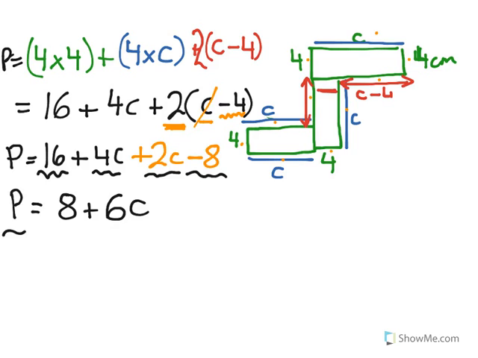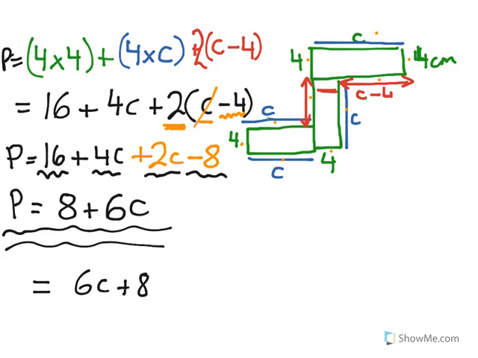So the perimeter of this shape can be simplified to 8 plus 6C, which is exactly the same as 6C plus 8. These two things mean the same thing, but in maths we usually put the one with letters first and we usually put the one with numbers afterwards. So even though these two things are identical, the mathematical way of writing it is letters first, numbers last. So this would be the most simple form of calculating perimeter.